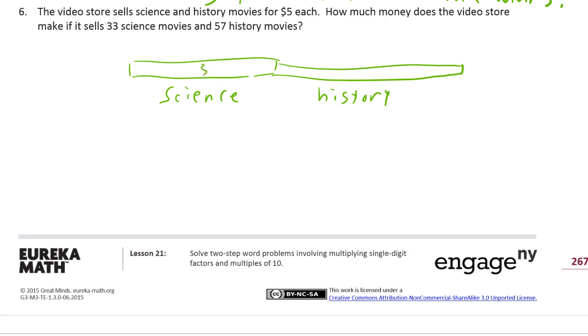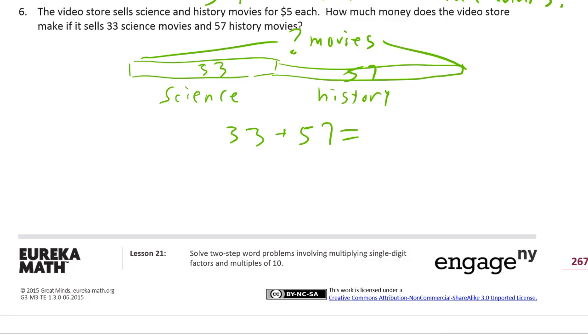You know, there's 33 science movies and 57 history movies. And this is how many movies? You might be able to add this in your head if you look at the digits, because you've got 30 and 50, that's 80. And this 3 and 7 is another 10, so that's 90. So that's 90 movies.